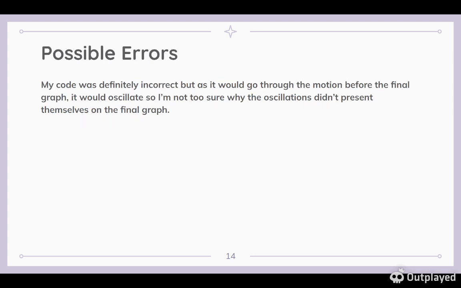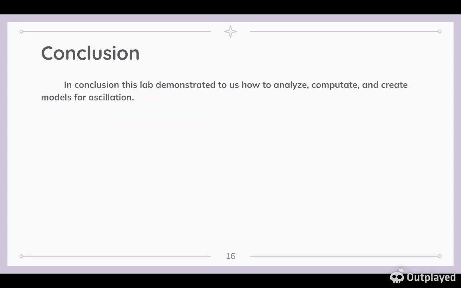Possible errors. My code was definitely incorrect, and like I said before, it went through and oscillated, but in the final presentation, it did not present the oscillations. Conclusions. This lab demonstrated to us how to analyze, compute, and create models for oscillation.